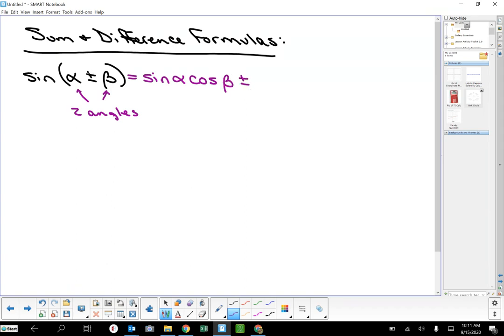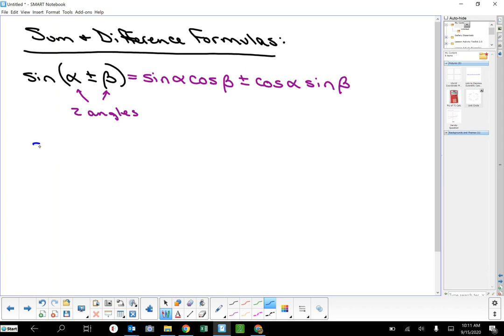So these match. If you're given a positive in the formula, you're going to match it to the top one. If you're given a minus, you're going to match it to the bottom one. I'll give you an example here in a minute. So the second half is cosine alpha, sine of beta. So I'll show you how you would expand this, and then we'll go to another one.